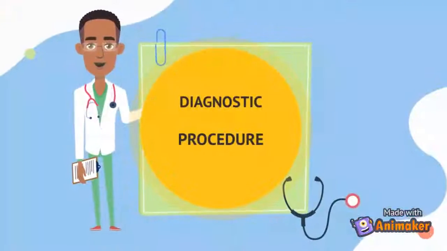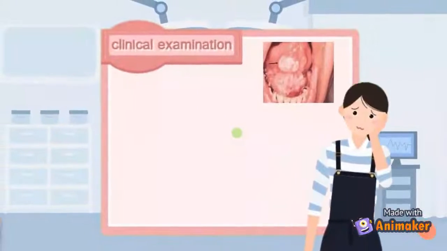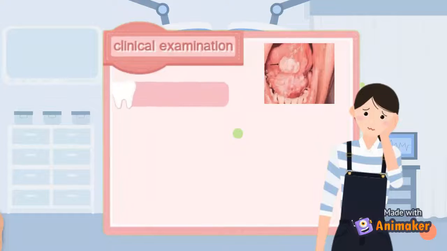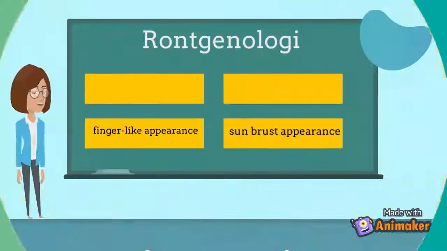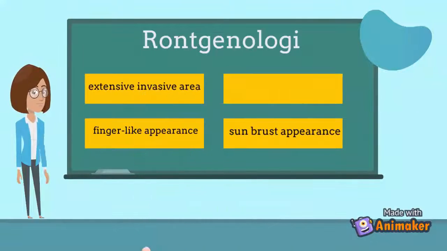Diagnostic procedure. Physical examination. Clinical features in these cases are an exophytic, cauliflower-like, reddish ulcer and lump. The radiographic image is interpreted as an indistinct edge image, a finger-like pattern, a sunburst image, and invasiveness to a large area.